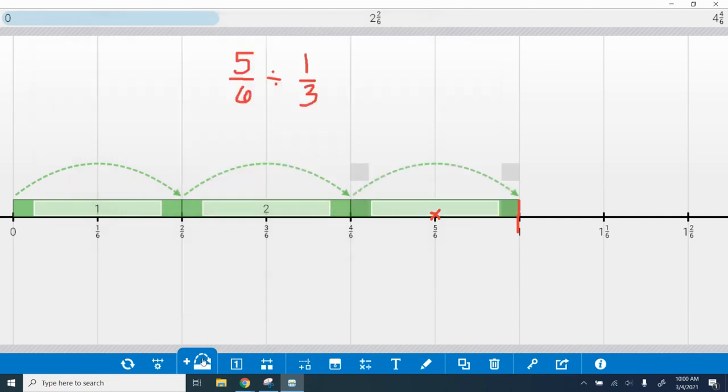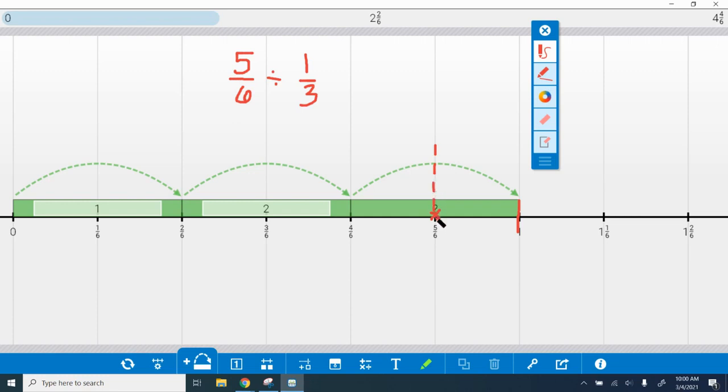And let's try again. All right, now if the question was how many groups of a third are in a whole, we'd have 3. But in this case, we're looking for how many groups of a third are in 5/6. So here we are right here. We don't have 3 whole groups. We have 2 groups of a third, and then we have what portion of the next group? Well, we have half of a group. So our answer is 2.5.